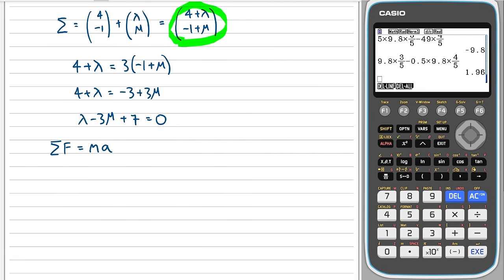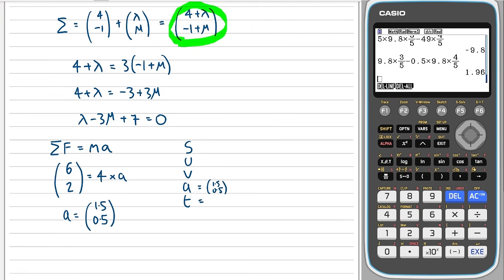We now know what lambda and mu are, so we can write the sum of the forces is 4 plus 2 and minus 1 plus 3, so 6, 2. The mass we were told was 4, and that's times by the acceleration. So the acceleration is equal to 6, 2 divided by 4, which is 1.5, 0.5. Great. So let's set up a suvat, because again it's constant acceleration. So we know the acceleration, 1.5, 0.5.